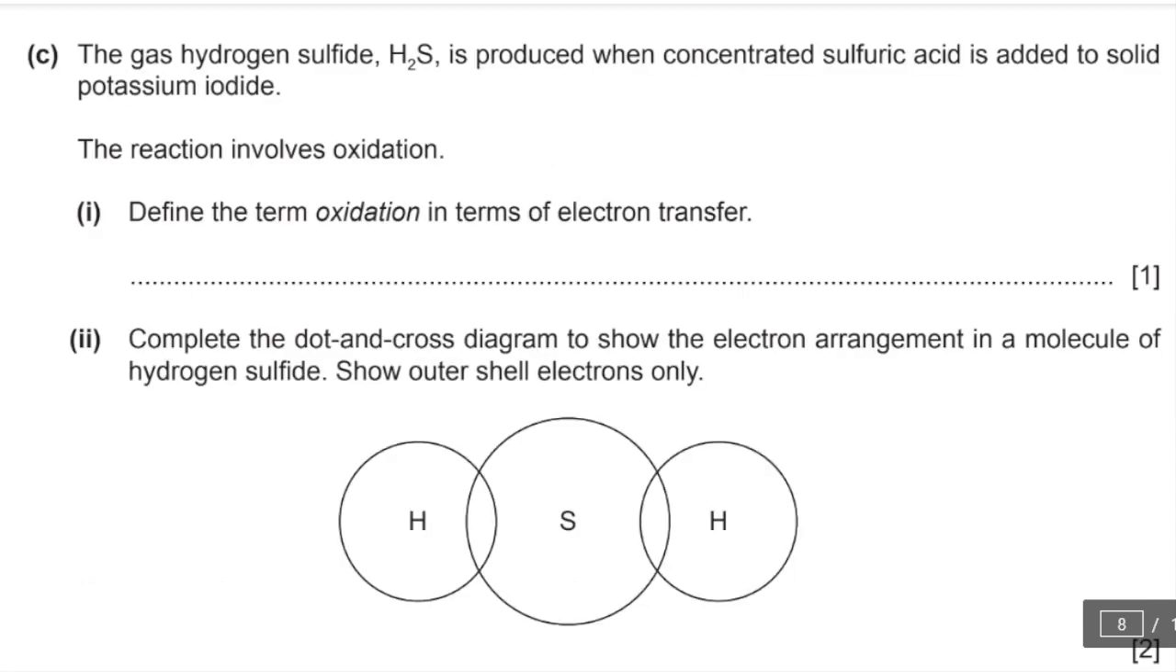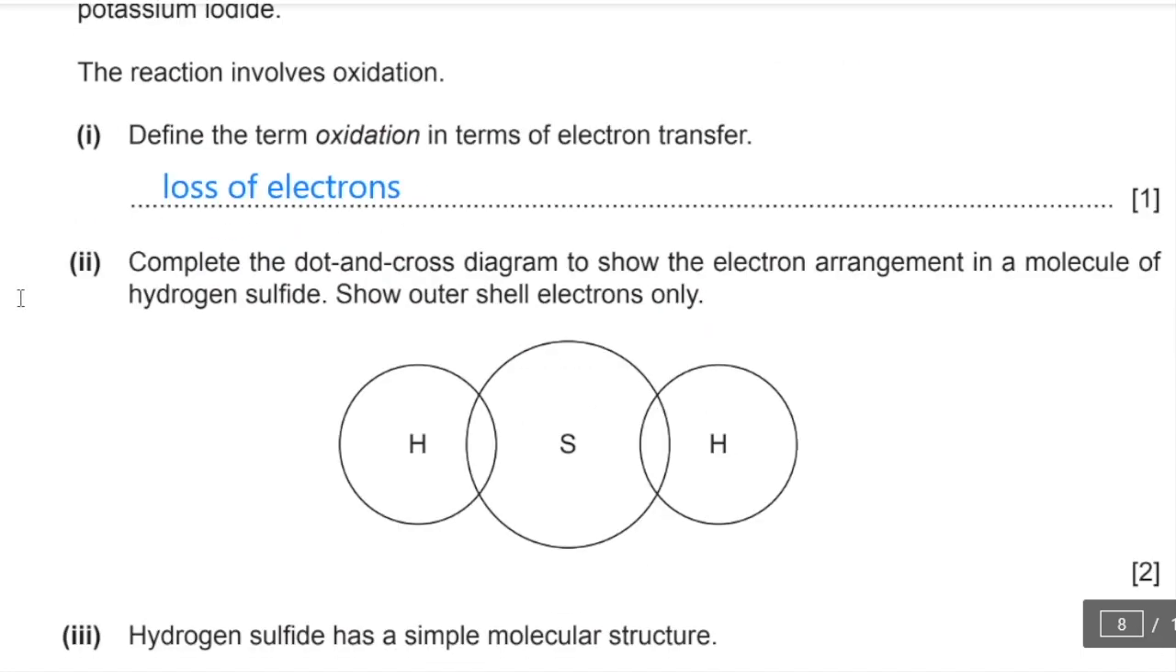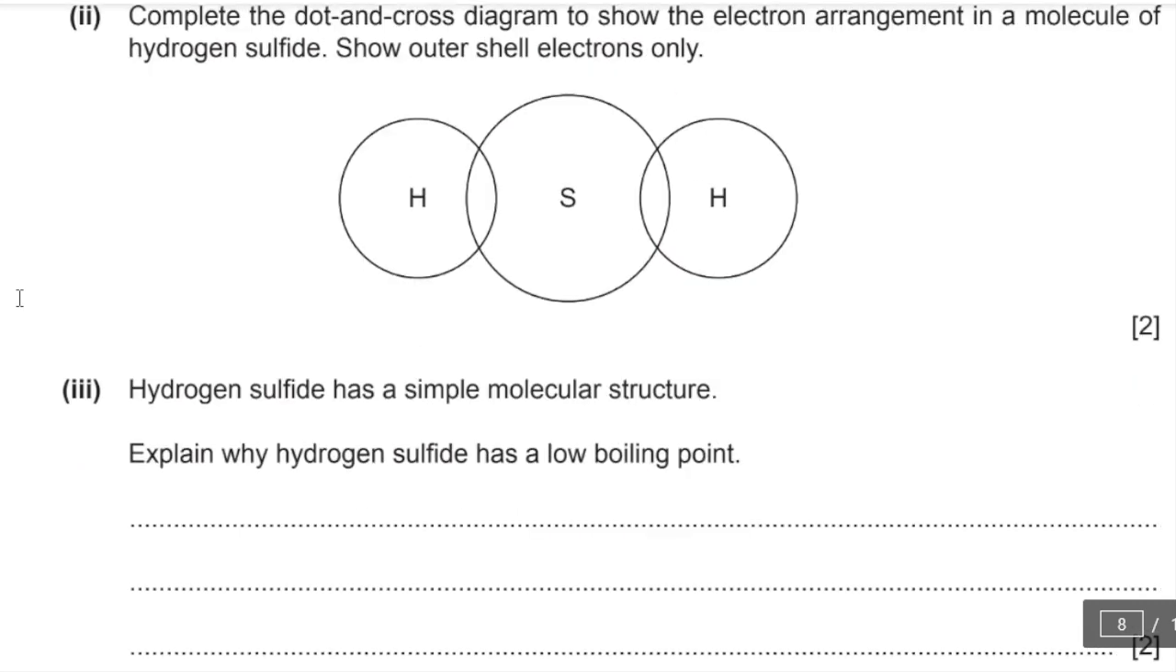C. The gas hydrogen sulfide is produced when concentrated sulfuric acid is added to solid potassium iodide. The reaction involves oxidation. One, define the term oxidation in terms of electron transfer. So oxidation is loss of electrons. Two, complete the dot and cross diagram to show the electron arrangement in a molecule of hydrogen sulfide.